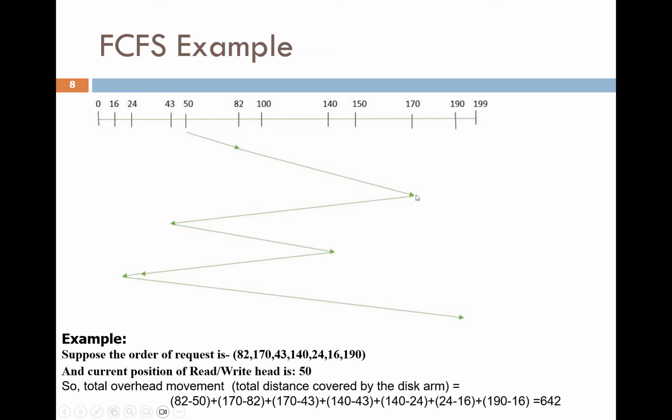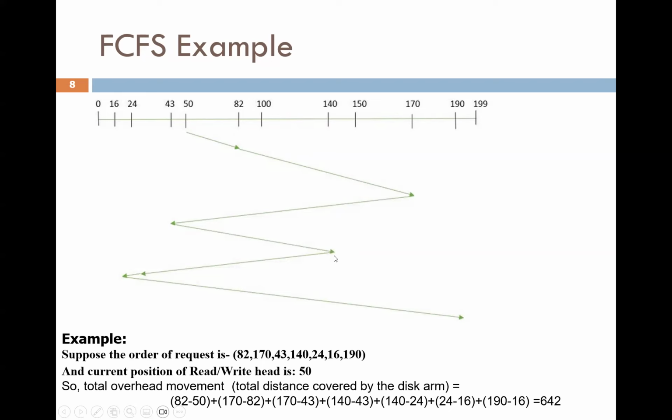Then from 170, it will traverse to the next request, that is 43. That is at the opposite end, but still it has to go because it is FCFS. Then from 43, it has to traverse to 140. It is again at the opposite end because it is FCFS. So it will traverse to 140 from 43.